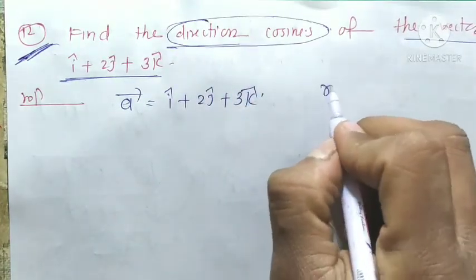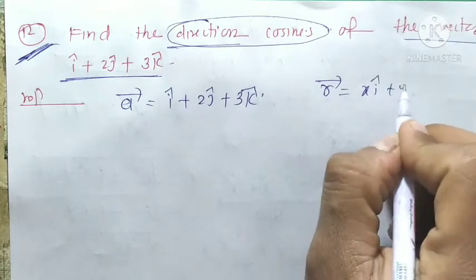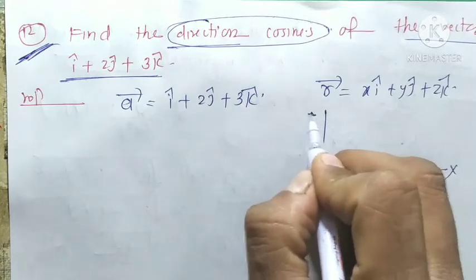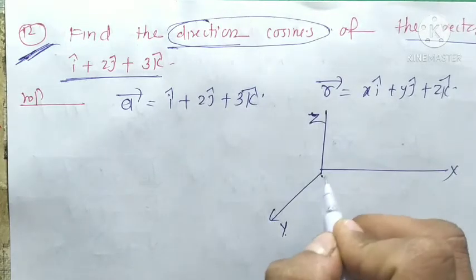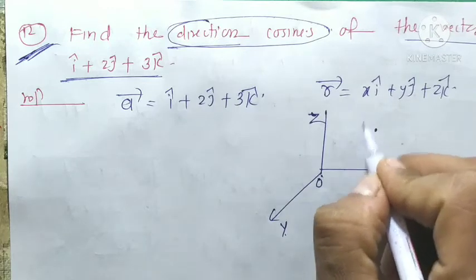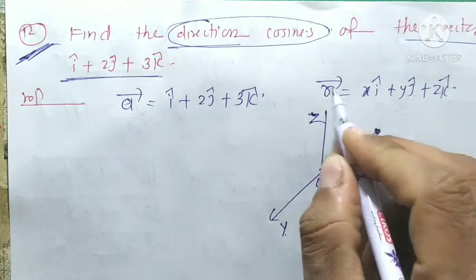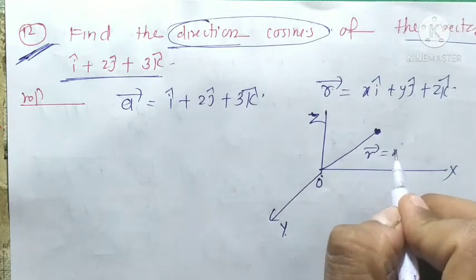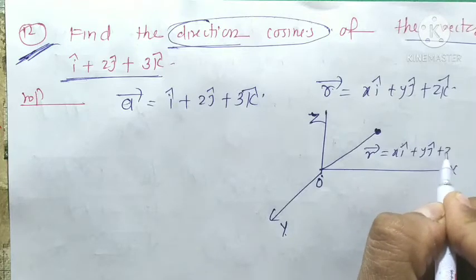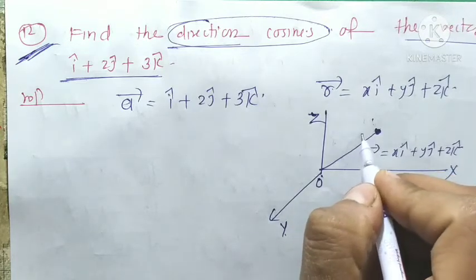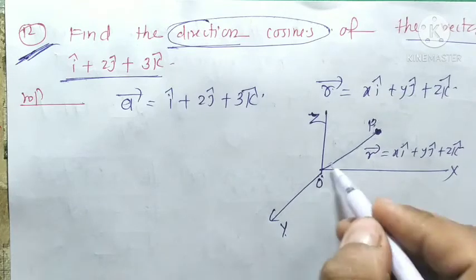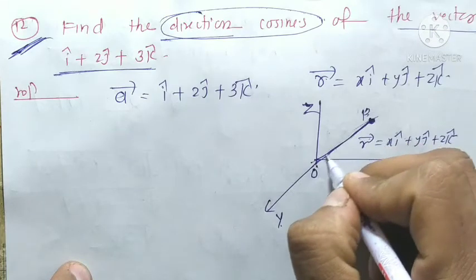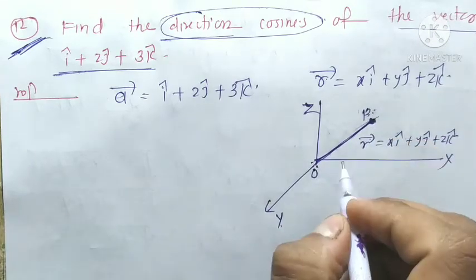If we take any vector r, xi plus yj plus zk, with the x axis, the y axis and the z axis, and this is a point P. This represents the position vector xi plus yj plus zk of the point P. So this is a vector r, and its length is the magnitude of the position vector of this point P.